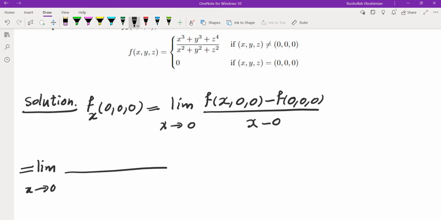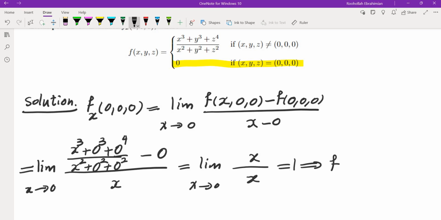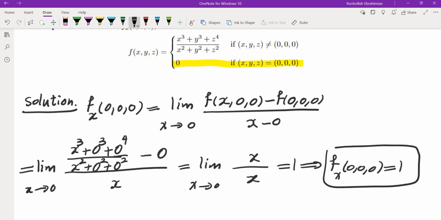So we're going to plug in x for x, 0 for y, and 0 for z. So we get x cubed plus 0 cubed plus 0 to the power 4 divided by x squared plus 0 squared plus 0 squared, minus f of 0, 0, 0. f of 0, 0, 0 is obtained from the second condition, divided by x. So let's simplify and then take the limit. Numerator becomes x. Denominator is also x. So the answer is in fact 1. So f sub x at 0, 0, 0 is in fact 1.